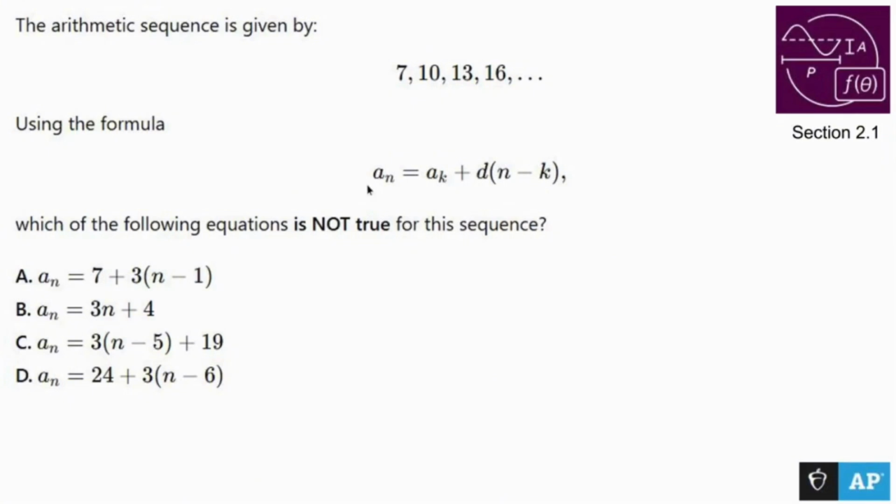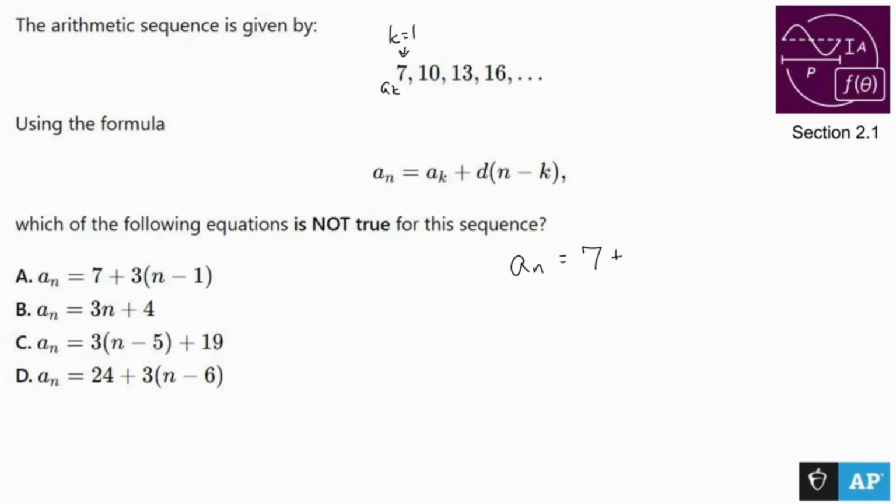Again, this formula works for any term, and if you were to replace k with 1, you would get the regular formula, a sub 1 plus n minus 1, that we're used to. So k would be 1 here, so a sub k would be 7, because it's my first term. So let's use that formula and see what we get. a sub n equals a sub k, which is 7, plus the common difference. We haven't found that out yet.